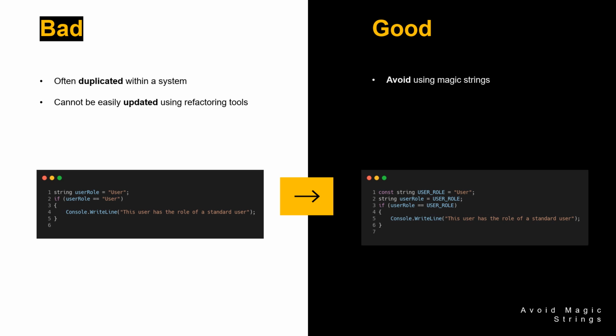To avoid this issue, it is best to use constants or enums to represent these values in your code. This will make your code more maintainable and reduce the risk of bugs caused by magic strings.